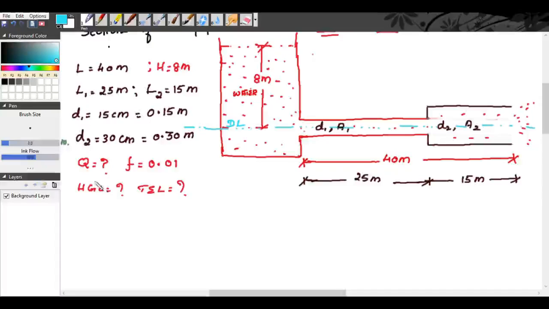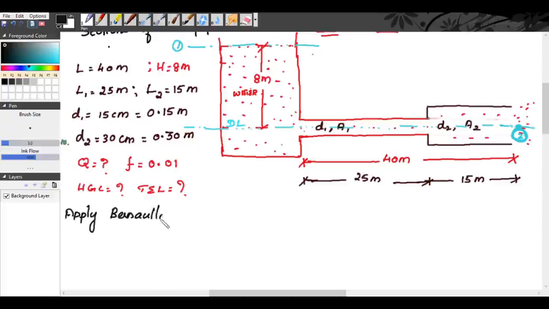Now, let us apply Bernoulli's equation. Let us take section 1 on the free surface of water and section 2 at the exit of the pipe. So this is taken as section 2 at the exit of the pipe. So 1 is taken at the free surface of water, 2 at the exit of the pipe. Now, apply Bernoulli's equation.